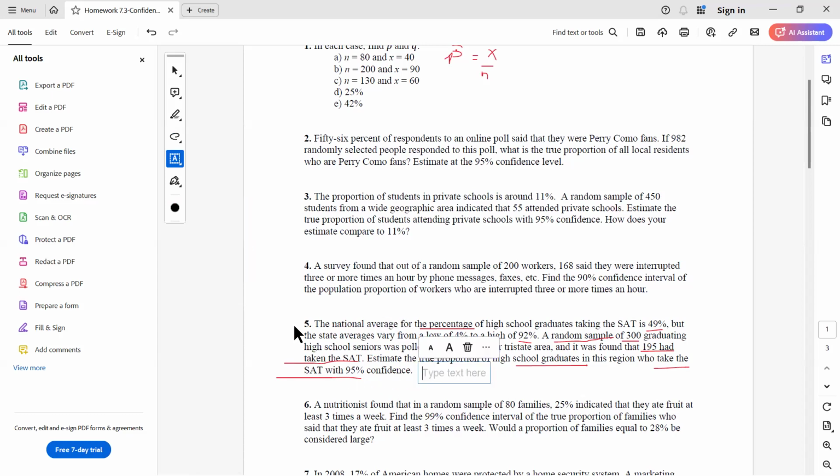We know that N is 300, okay? How do we know this? Because it says a random sample of 300 graduating high school seniors. So N is 300, okay? It found that 195 had taken the SAT. So X, they don't give us a percentage here. They tell us that X is 195, okay?